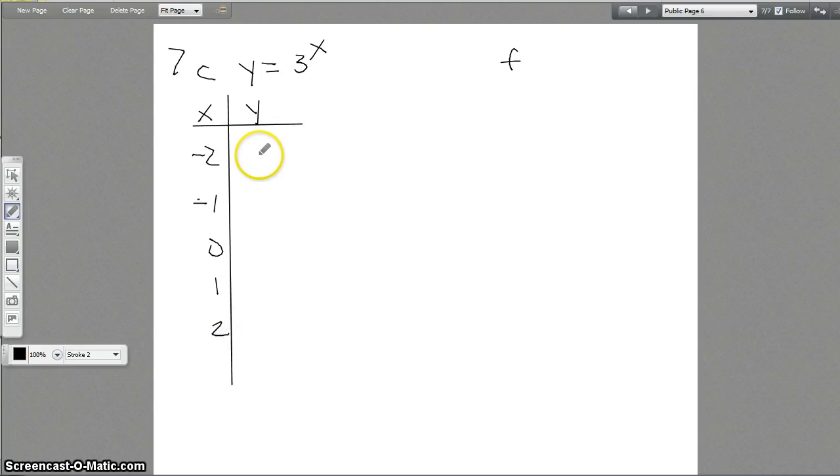So 3 to the -2, that is the same as 1 over 3 squared, which is 1/9. 3 to the -1, that is the same as 1 over 3, which is 1/3. 3 to the 0, that is 1. Remember, anything to the 0th power is 1. 3 to the first power is 3. 3 to the second power is 9.